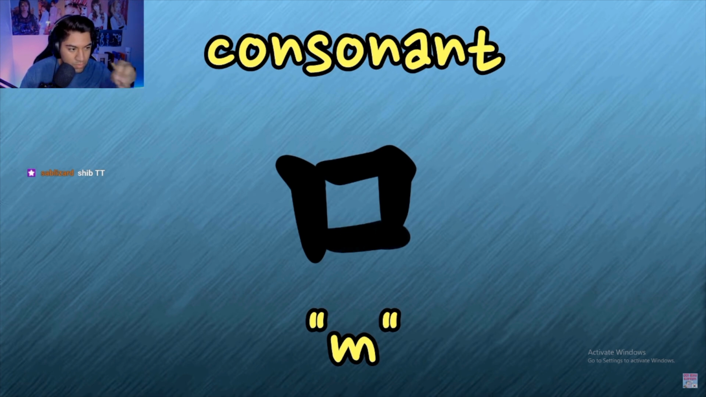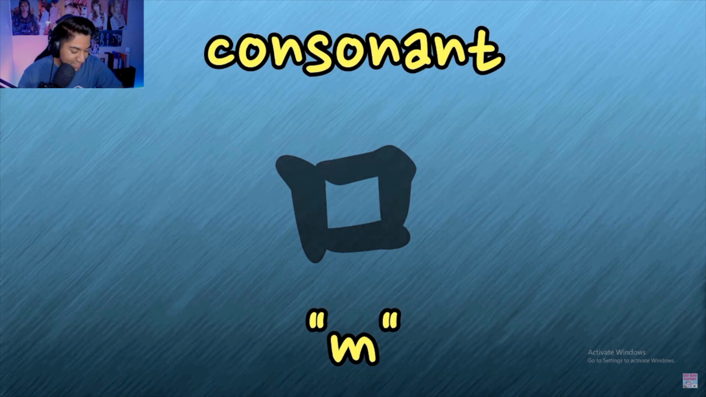Avoid the temptation to draw this using only 1 line, or it might be mistaken for another letter that we'll be learning about later. Practice writing this on your own a few times.